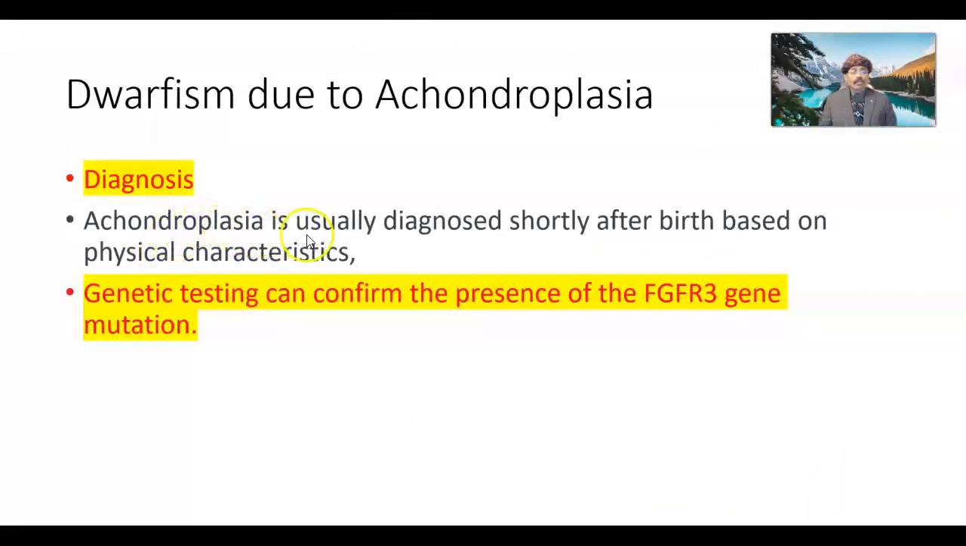Diagnosis: achondroplasia is usually diagnosed shortly after birth based on physical characteristics, what we have discussed. Genetic testing can confirm the presence of FGFR3 gene mutation.